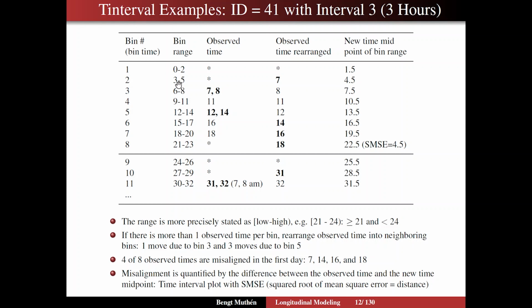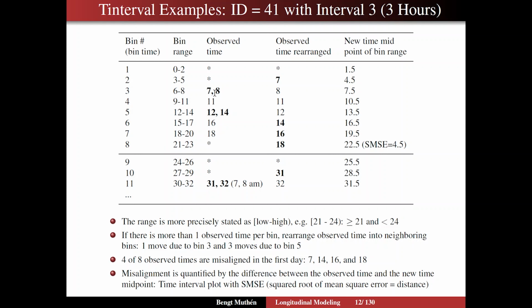Now, if you take a look at the observed time 7 and 8 in the morning, we have the bin range 6 to 8, and it falls in, so 2 time points that are observed are falling into one and the same bin range. And we don't want that. We don't want several people in the same bin. So you spread them out in Mplus. You don't.